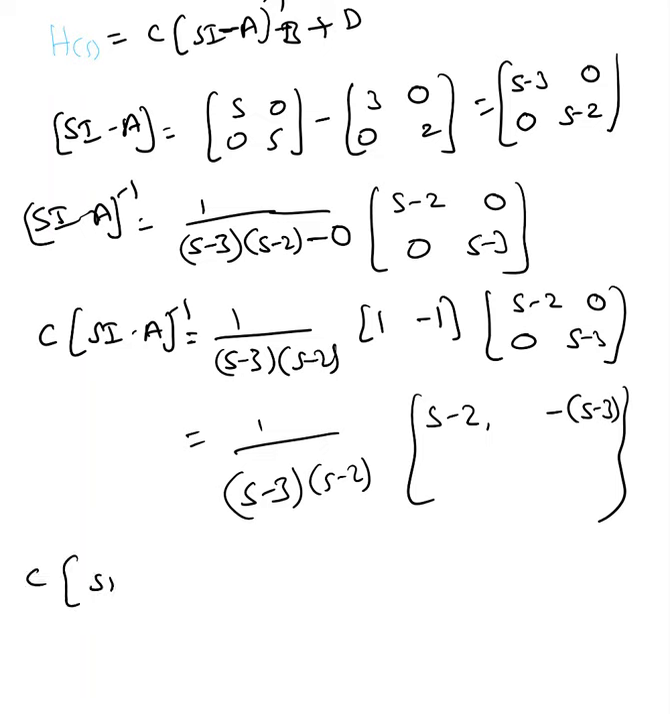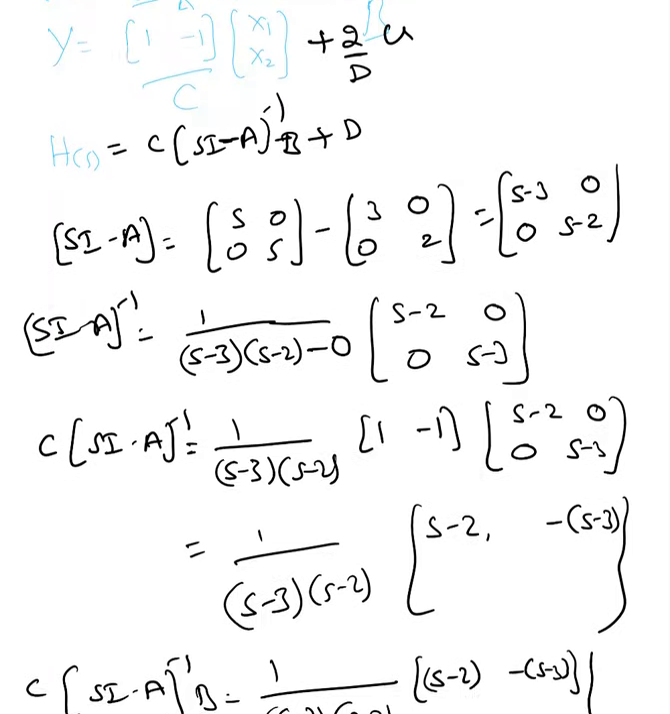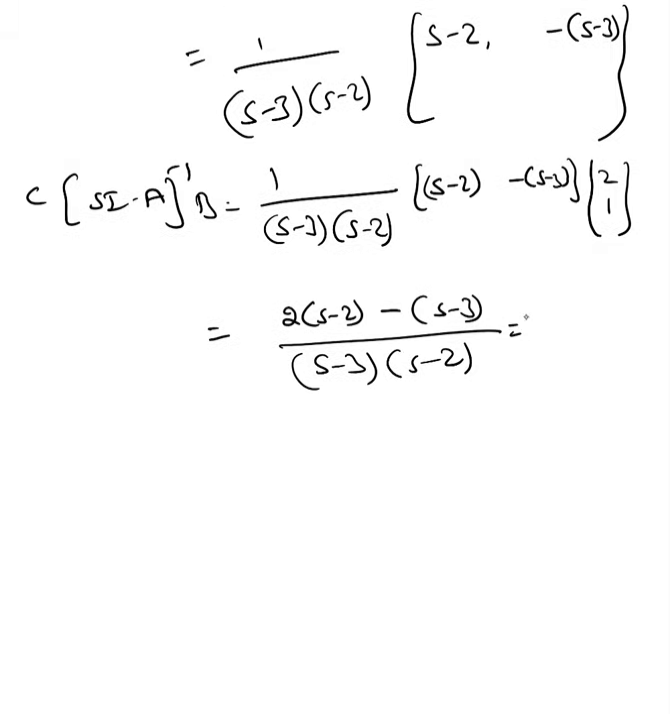Now I'm going to multiply this with B. (sI minus A) whole inverse times B is 1 over (s-3)(s-2) times [s-2, minus (s-3)], and for the B matrix we have 2 and 1. Is that right? Yes, B equals [2; 1]. So we'll end up with 2 times (s-2) minus (s-3) over (s-3)(s-2). Simplifying, I end up with 2s minus 4 minus s plus 3 over (s-3)(s-2). If I simplify this, this is basically s minus 1.